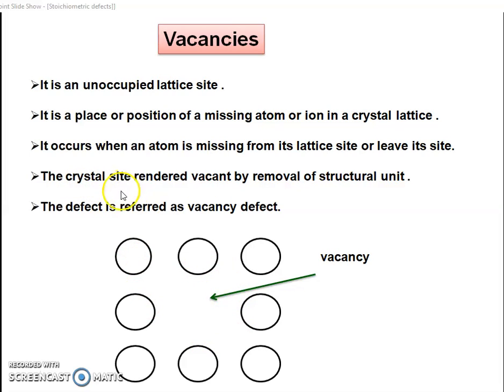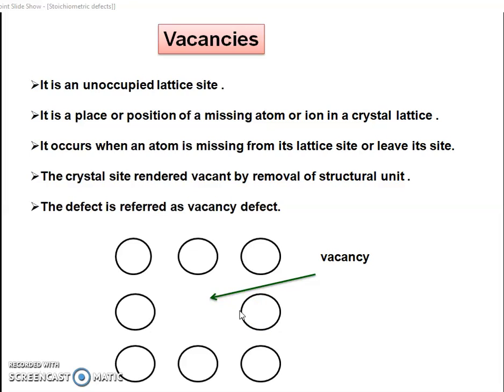Next point, the crystal sites are rendered vacant by removal of a structural unit. This defect is referred to as the vacancy defect. Why is it a vacancy defect? Because it produces in the lattice a free space between the atoms.